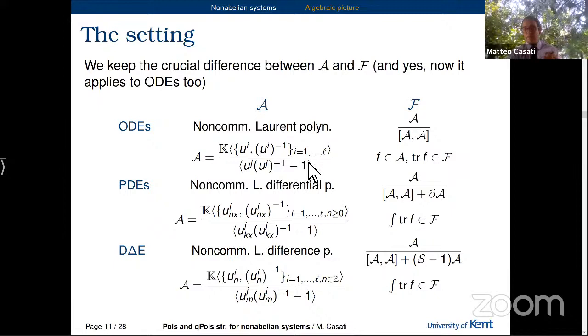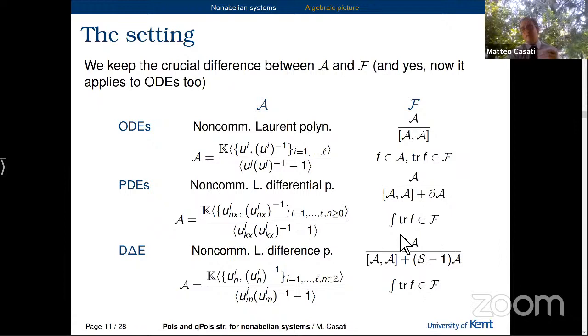You have the quotient of a free algebra on one side, and then the quotient of that space by the commutator of the product. Basically, that means that your elements are traces of polynomials in the space A. Or, well, if you're working with a differential system or difference system, on top of the trace you have to put some kind of integration operation.